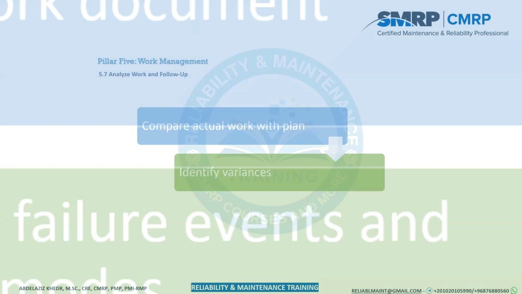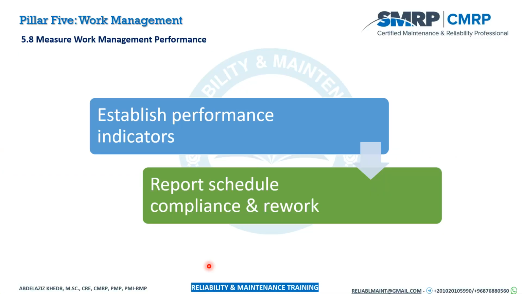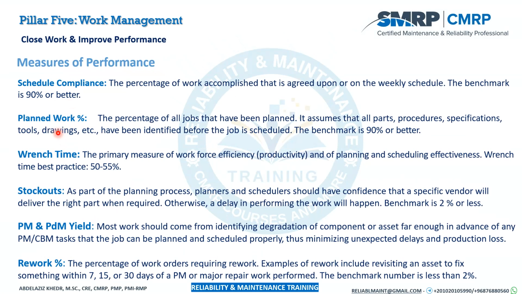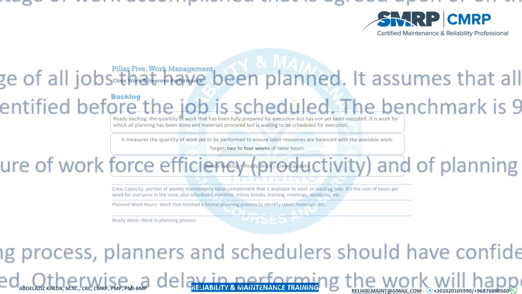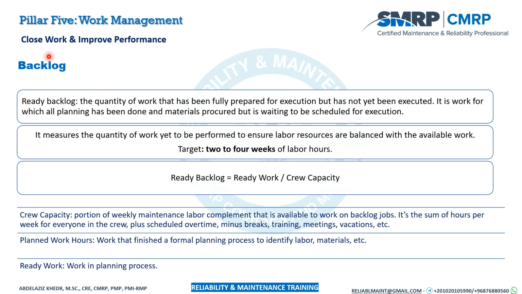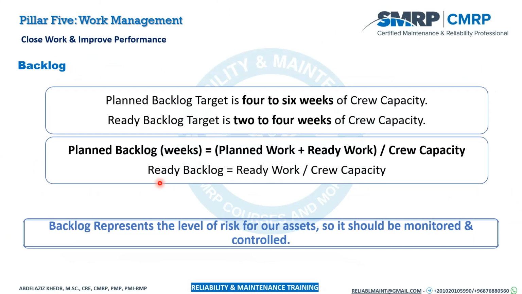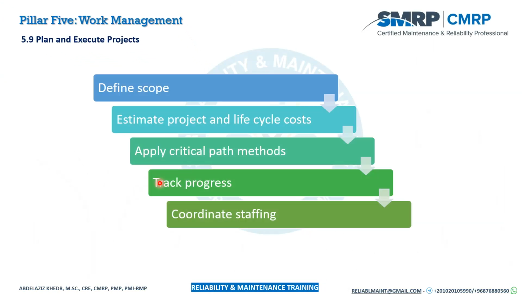The most important and most famous measures for our performance are schedule compliance, planned work, wrench time, stockouts, preventive maintenance, and predictive maintenance yield, in addition to rework. And also we have a very important management KPI, which is backlog. We have two types of backlog: ready backlog and planned backlog. Each one of them is very important to manage your equipment.